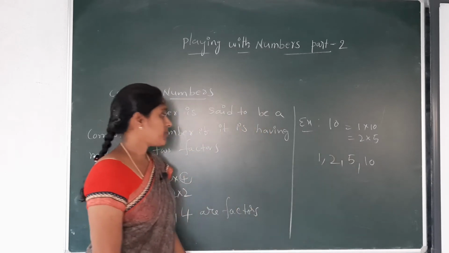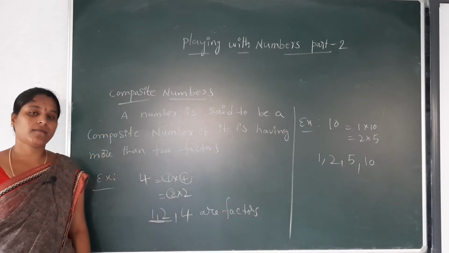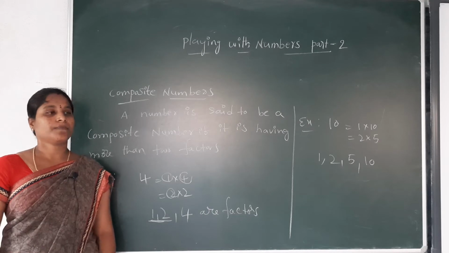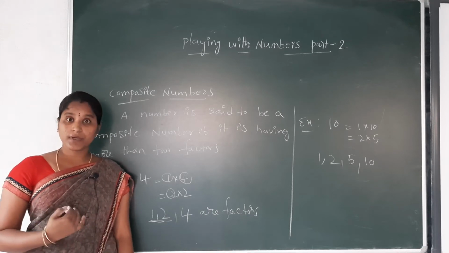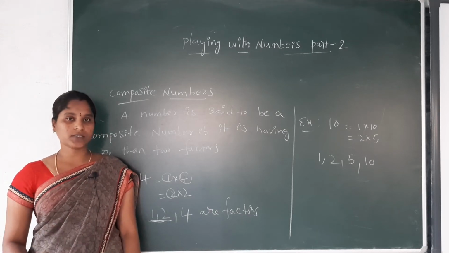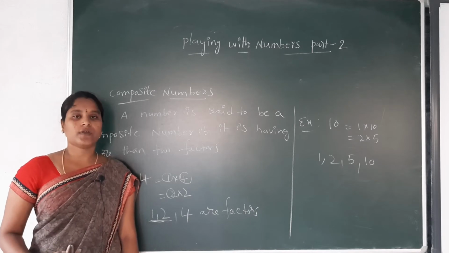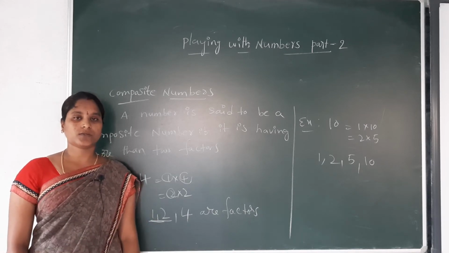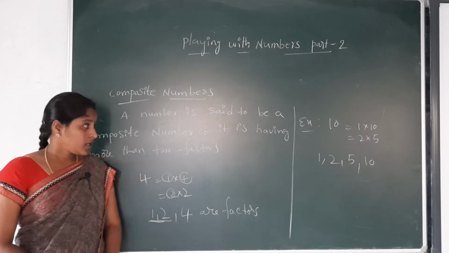What are composite numbers here? The numbers which are having more than 2 factors are called composite numbers. What are prime numbers? The numbers which are having only 2 factors, one and itself, are called prime numbers. Having more than 2 factors is called a composite number.